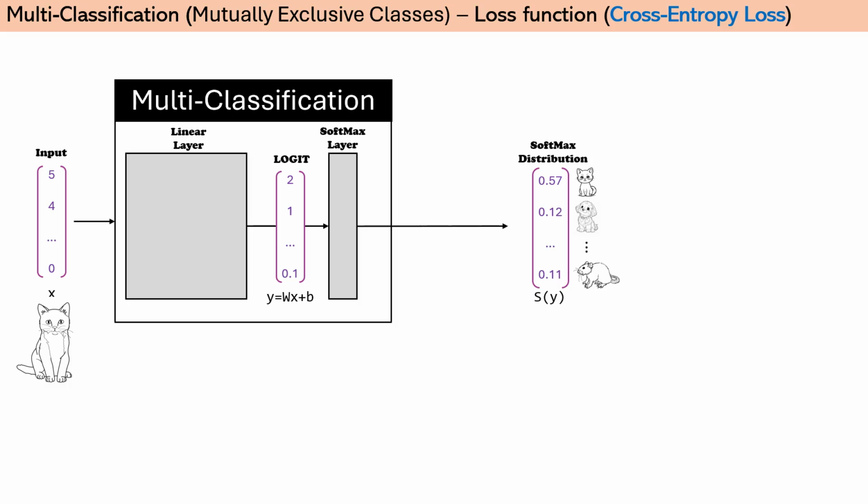To achieve this, we use the softmax function to map logits, which are the raw outputs of the model, into a probability distribution. The softmax ensures the output values lie between 0 and 1 and sum up to 1.